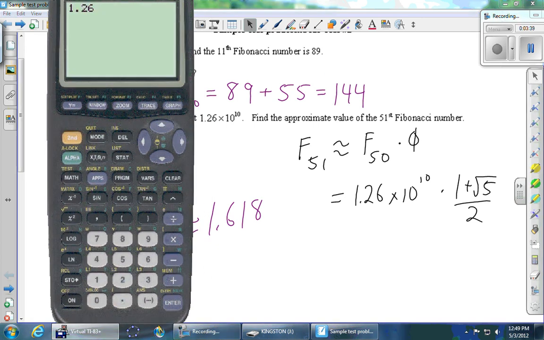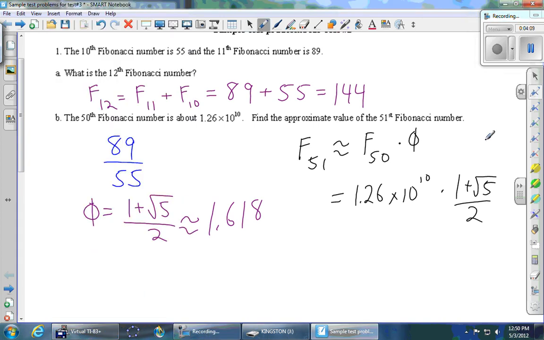1.26 and then times 10 to the 10. I'll use this EE thing. That's how we do an exponent of 10 to the 10. And then times the golden ratio, times this 1 plus the square root of 5 divided by 2. So if I've typed that in correctly, then we should get an estimate for the next Fibonacci number. So we'll write that here. So that's about 2.0387 times 10 to the 10.